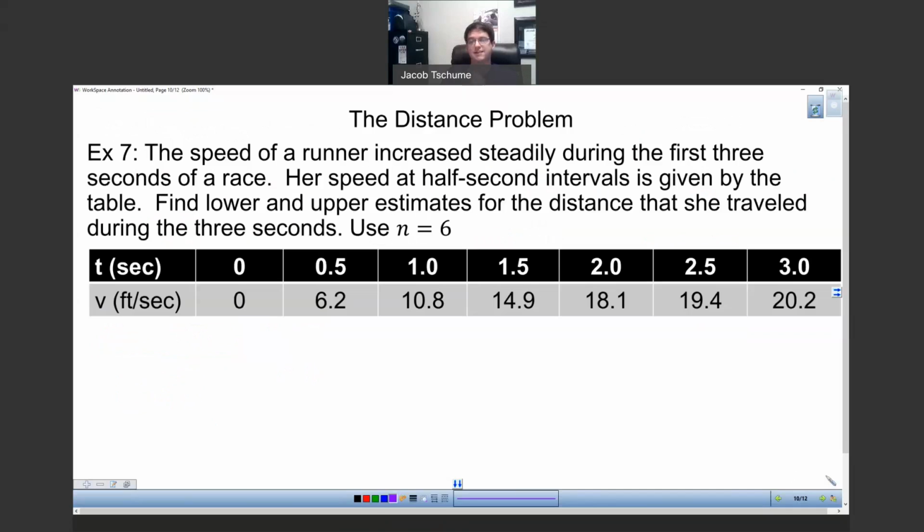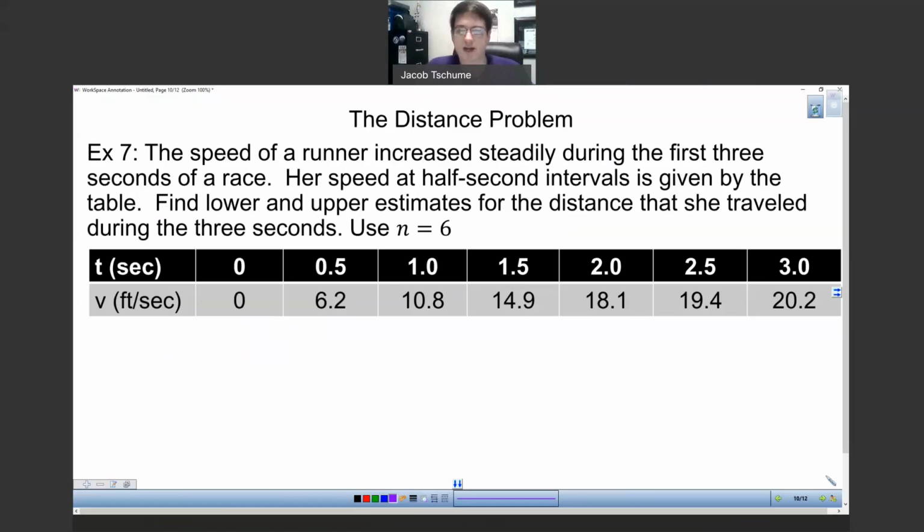All right. The last thing I have planned for this video is to do a more application-based look at what the area under the curve is doing. This is called the distance problem. This is one of many different distance problems that we'll see in this class. This one's pretty straightforward, but let's talk through it together. Examples 7, 8, and 9 are all going to look very similar. I'm just going to give you some different information so we can dissect it. Example number 7 says, the speed of a runner increased steadily during the first 3 seconds of a race. Her speed at half-second intervals is given by the table.